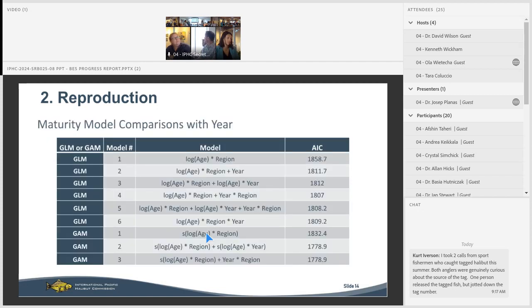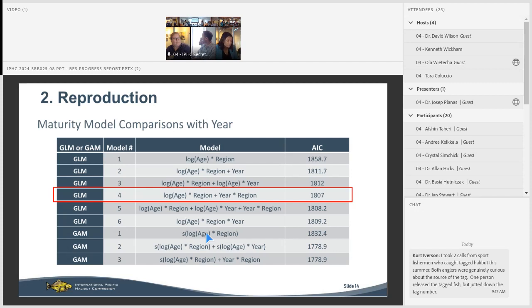But now we can get into the encompassing year effect model. So Ray and I did a bunch of model comparisons for the GLM as well as the GAM. And we found that for the GLM, the addition of a year region effect was the best fit model. And then for the GAM, we did 2 different model comparisons. One was with a second smoother function and one without.